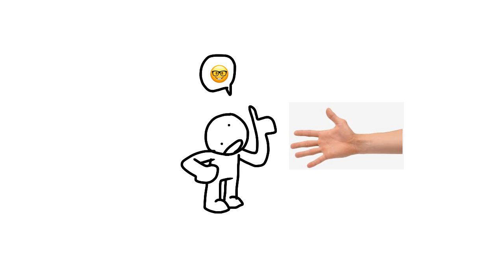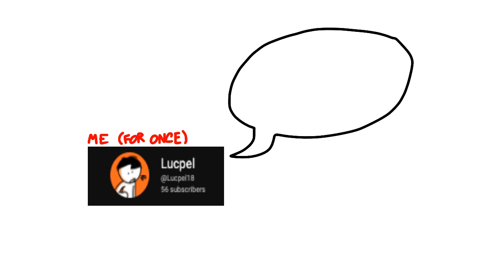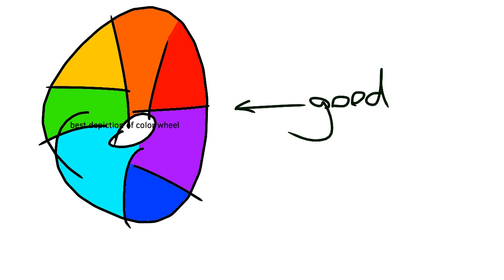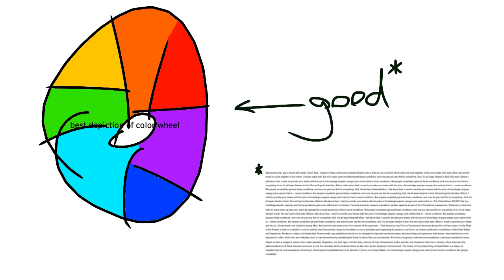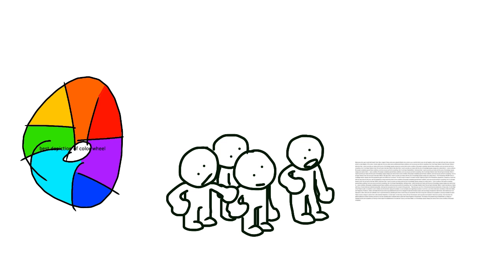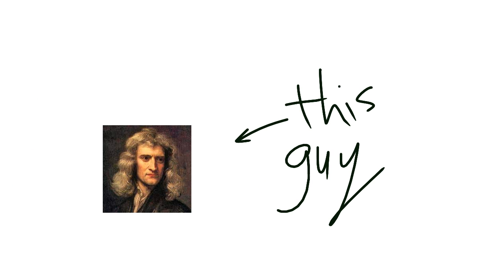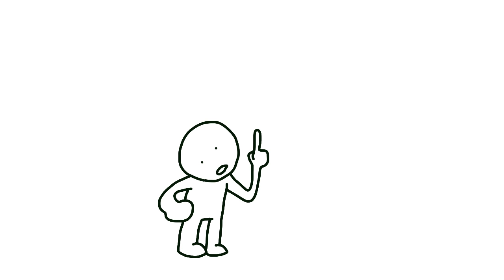Now, before we get ahead of ourselves, I'm not saying that the color wheel is a bad diagram of the colors. It works really well, but only under some certain conditions. But people completely ignored these conditions, and now we just use this for everything. Also, it's all Isaac Newton's fault, but we'll get to that later.